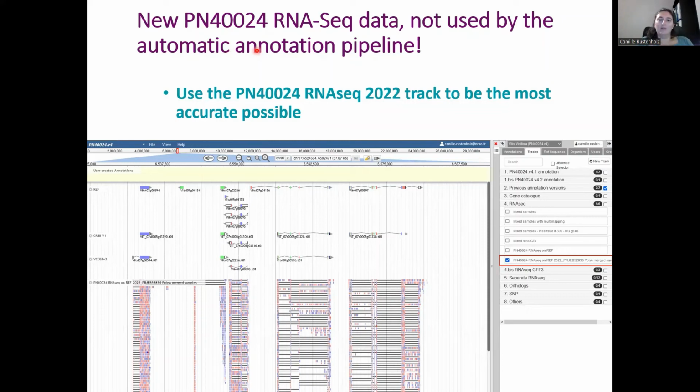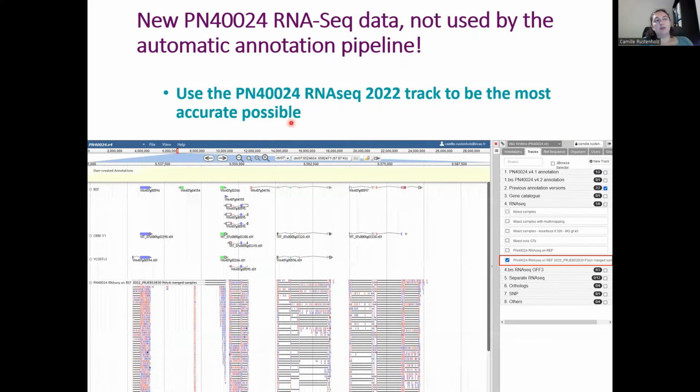So this data may not give as accurate results as using the PN40024 RNA-Seq data set itself. So probably the use of this track, the PN40024 RNA-Seq 2022 track that we designed, will help to make decisions. And this is the most accurate data set possible. Just to give you a little bit of detail, this track is the result of the merging of alignments from different RNA-Seq samples of PN40024.